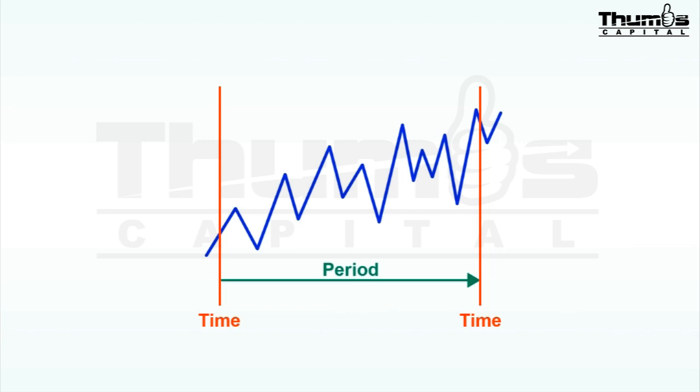In price action analysis, we use period. We analyze the price movement within a specific period, like right here. From this time to this time, what did price do? Was it bullish? Was it bearish? Was there any impulsive move? Those are the things to analyze within that period, that is time frame.